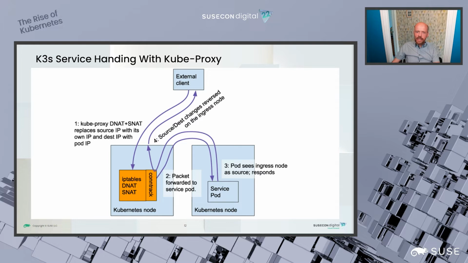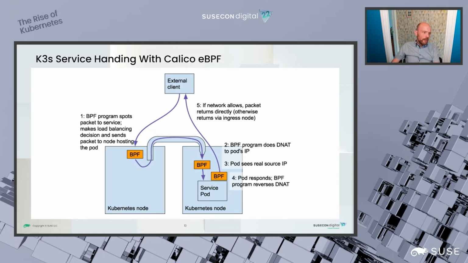So let's see how that looks now with the eBPF data plane turned on. The first thing you'll notice is we've still got the external client and the 2 Kubernetes nodes, but we don't have kubeproxy anymore. As I said, in a K3s environment, it's not possible to entirely turn off kubeproxy, but it is possible to take it out of the data path, which is what we've done.